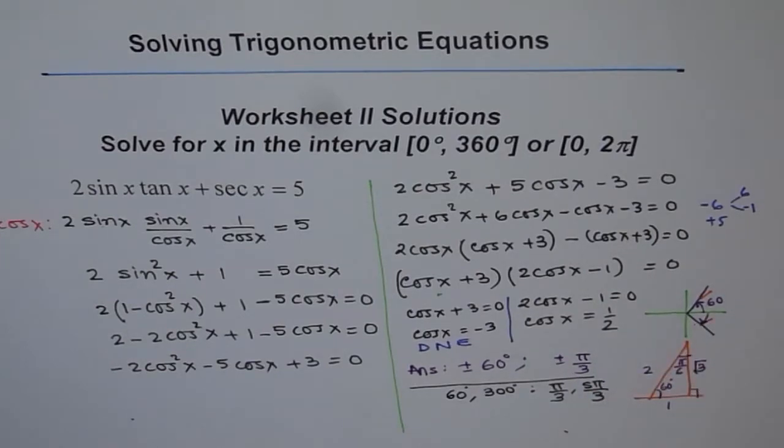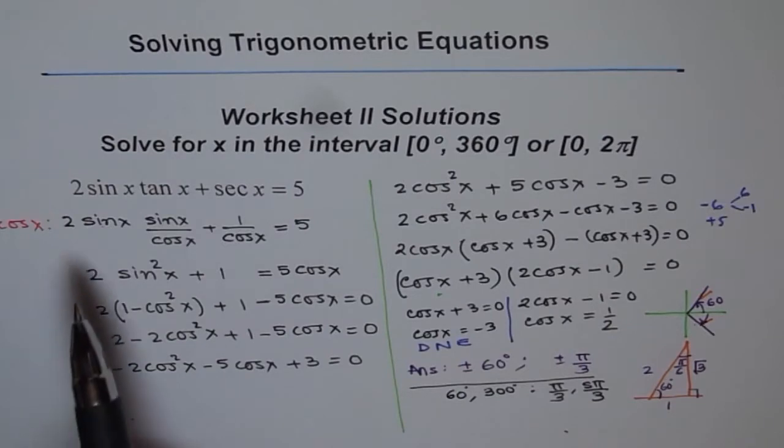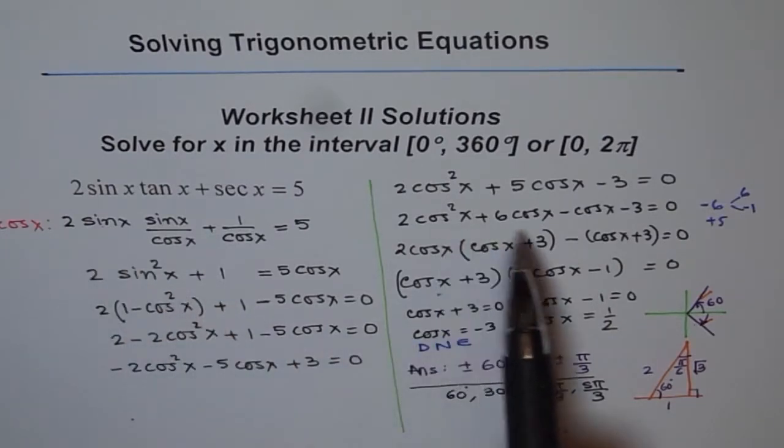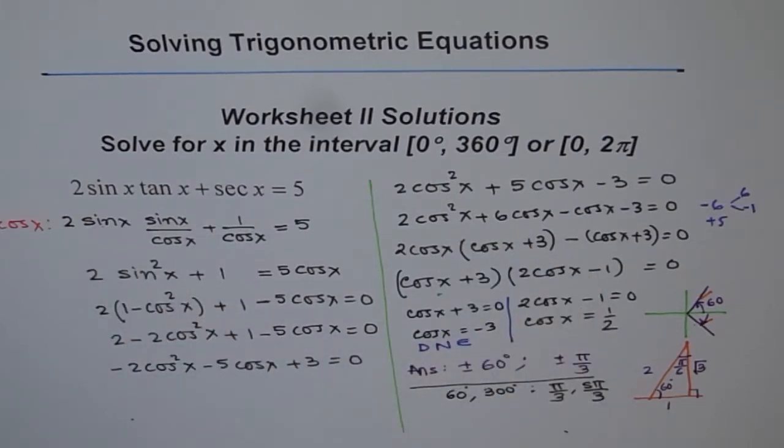Okay, I hope you understand the steps. The main thing here is to write it in terms of a quadratic equation, factor it, and equate the factors to 0 to get all the possible answers.